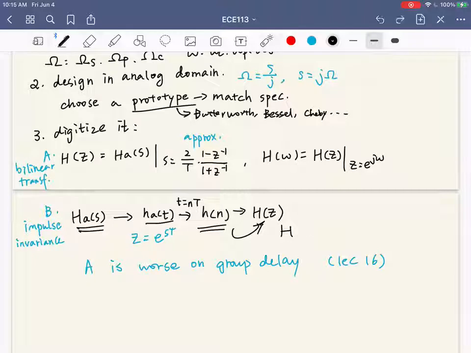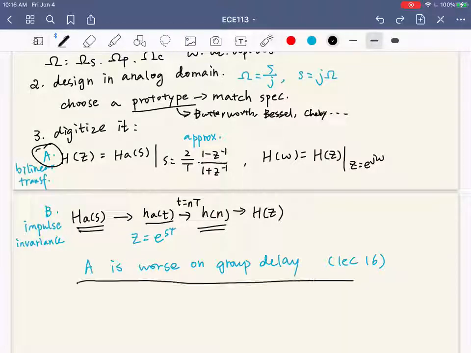Okay, and these are 2 different ways, and you see that method B is more strict. Why? Because in method A, this value is actually an approximation. It is not the exact value; it's just an approximation. So it will hurt a bit in the group delay. If you check the lecture notes, you'll see how they get this approximation, but I believe it is not required in the final, or it would be too crazy.